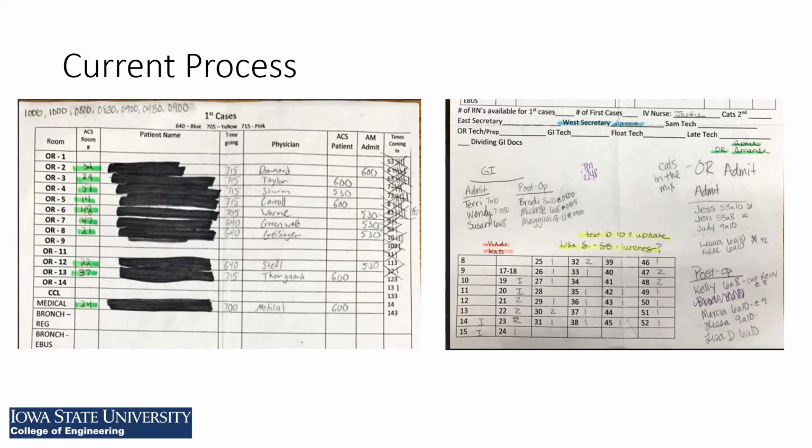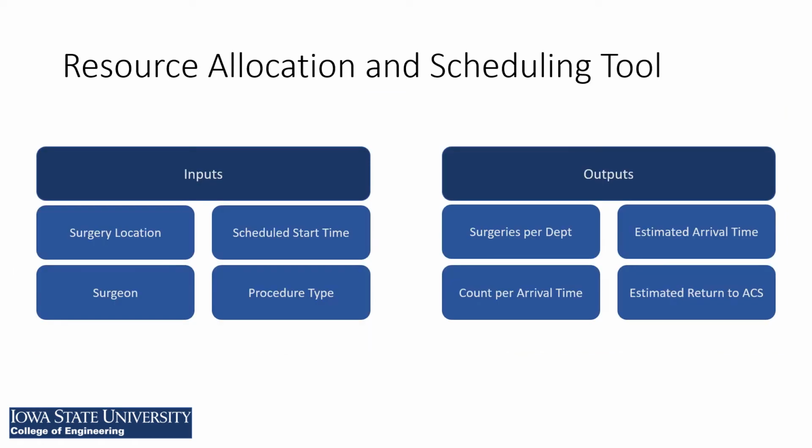As you can see from the current process, the papers that they use are pretty disorganized and scattered, and so the goal of our project is to reduce that messiness and variation. So the inputs that we use for the resource allocation and scheduling tool that we built on Excel include the inputs that the Business Intelligence Office sends to the ACS department, and then the outputs are basically the counts that the nurse lead would do manually, but just in an Excel format instead.